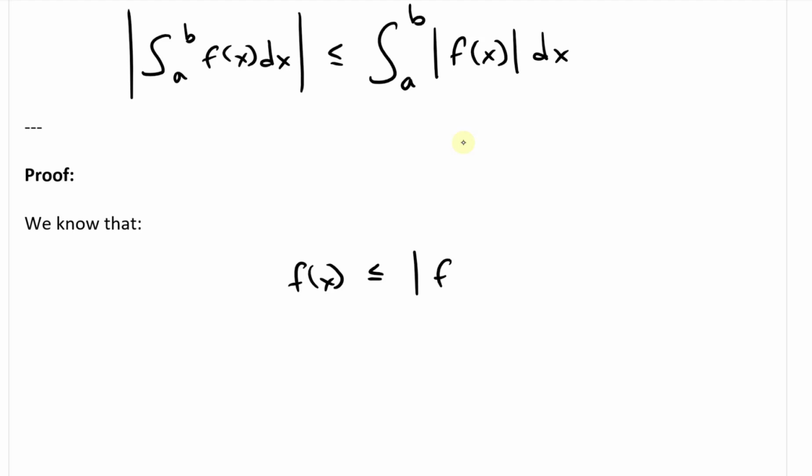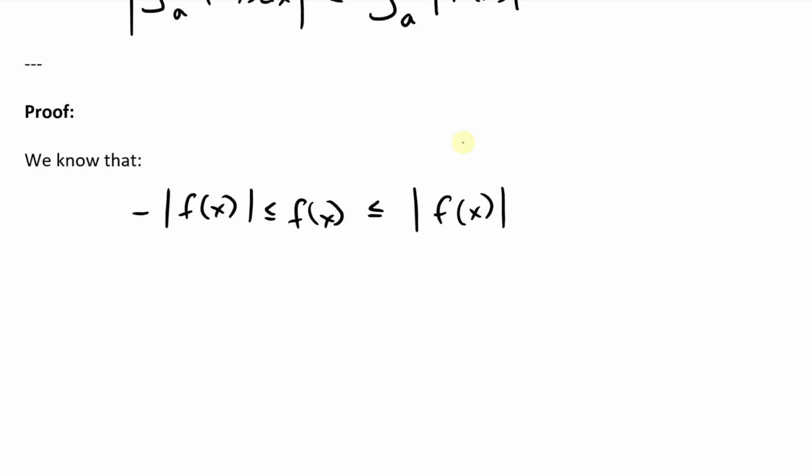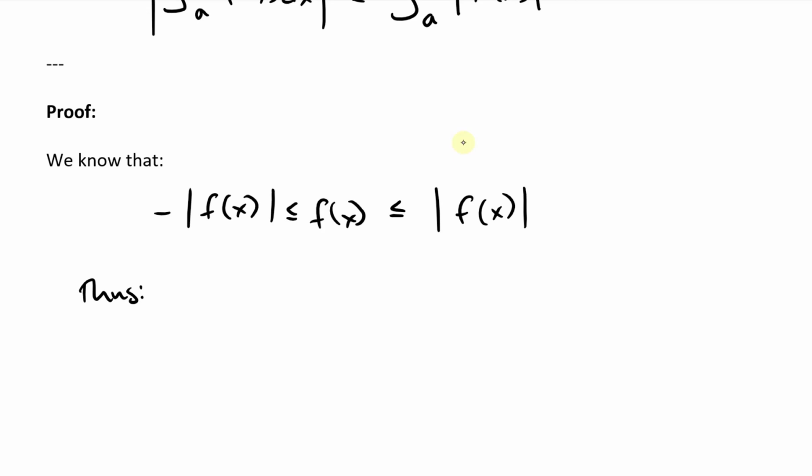But anyways, let's go through the proof. So we know that f of x is going to be less than or equal to the absolute value of itself, as well as greater than or equal to the negative of the absolute value of itself, like that. So thus, if we take the integral of every single one of these, we'll see that the inequality fits for all of them, because negative absolute value of f of x is always taking the smallest value of this f of x when you're taking that area under the curve, or the integral. So it's always going to be like this.